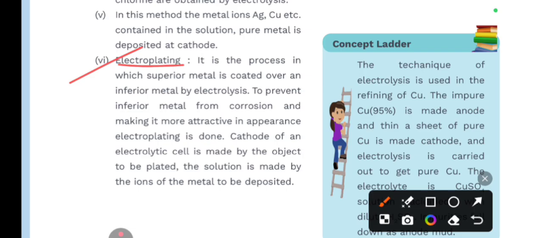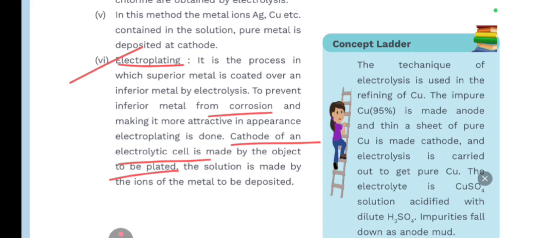Why is it used? Mainly to prevent corrosion. In this process, the cathode of the electrolytic cell is made of the object to be plated. So the metal which has to be plated, you make that the cathode. The other metal, which is going to be deposited, you make the anode.